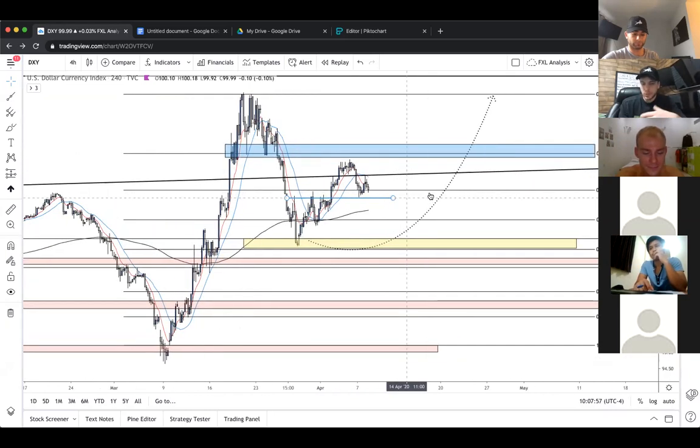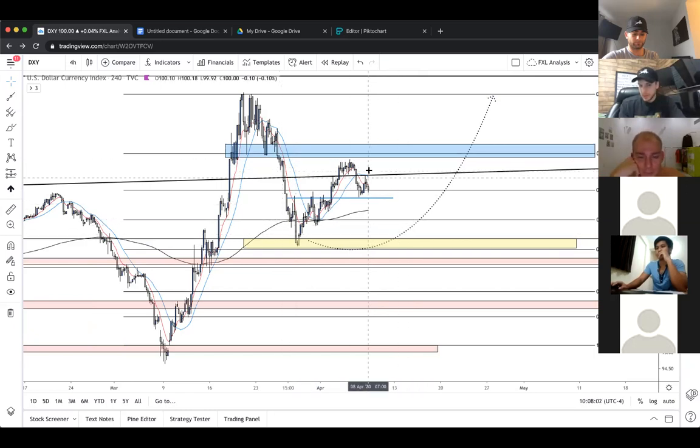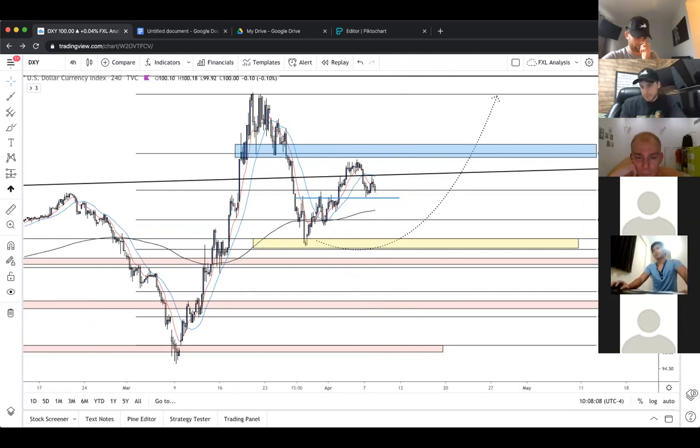As we're identifying higher time frame trends as the 4-hour develops and so on, we're going to get a better understanding of where DXY is going to go long term. So again, this is the 4-hour. All right, let's keep moving.